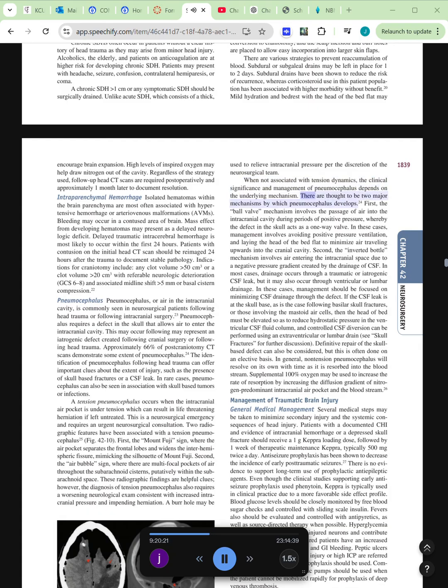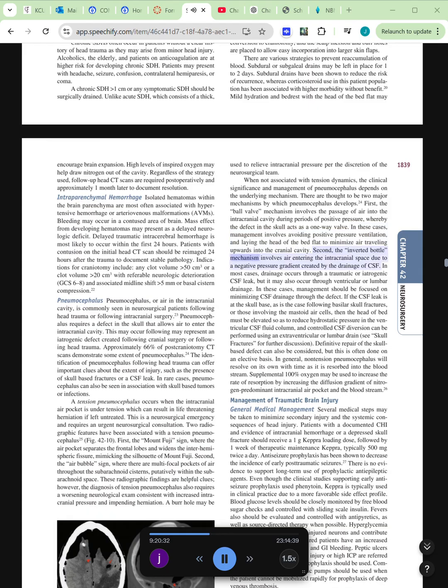underlying mechanism. There are thought to be 2 major mechanisms by which pneumocephalus develops. First, the ball valve mechanism involves the passage of air into the intracranial cavity during periods of positive pressure, whereby the defect in the skull acts as a one-way valve. In these cases, management involves avoiding positive pressure ventilation and laying the head of the bed flat to minimize air traveling upwards into the cranial cavity.